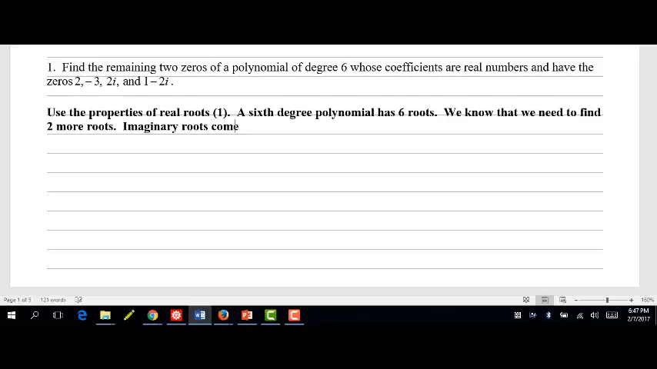So imaginary roots come in conjugate pairs. So that's another property of roots of polynomials that we need. So that basically means if 2i is a root, so is -2i.